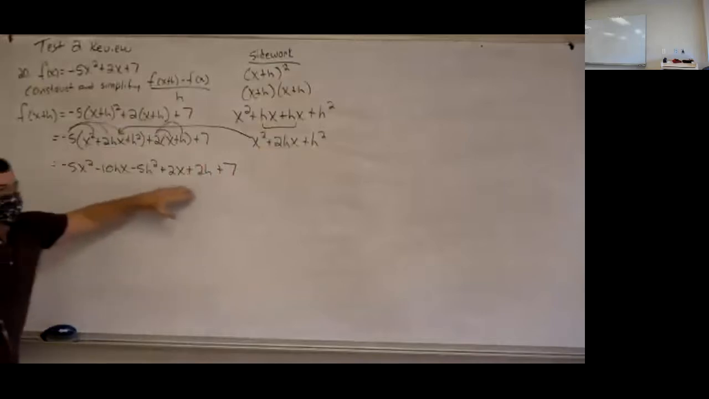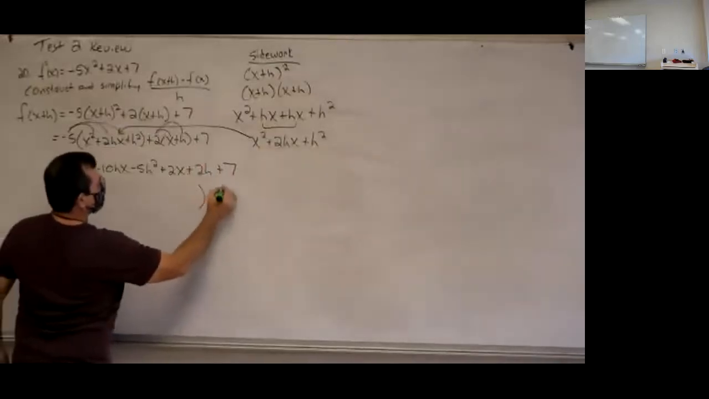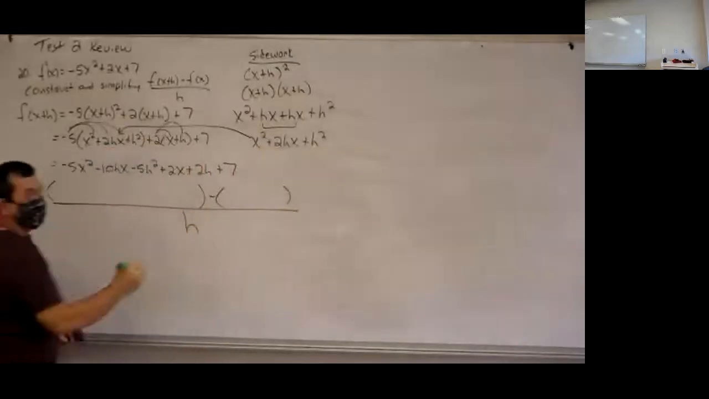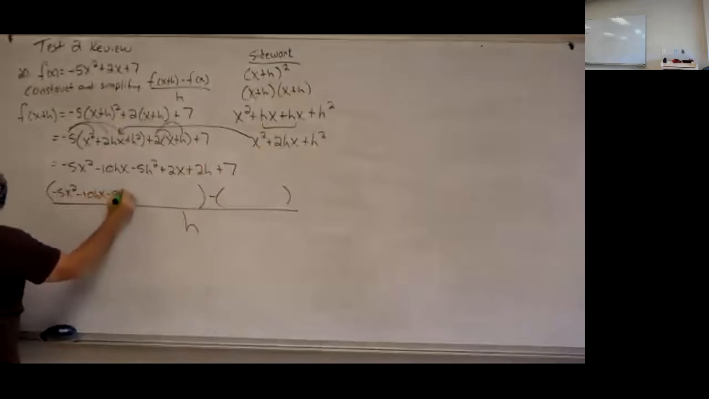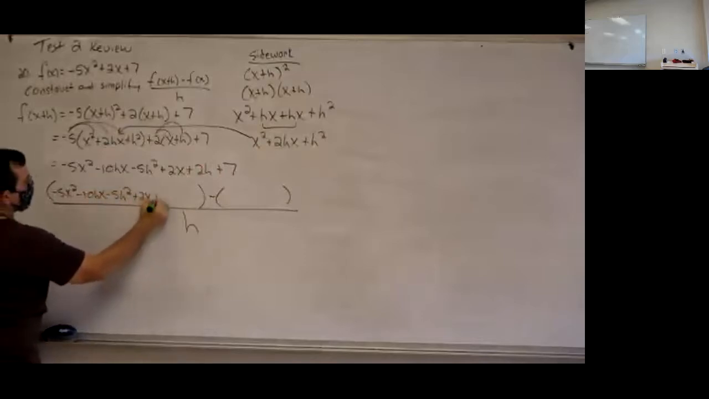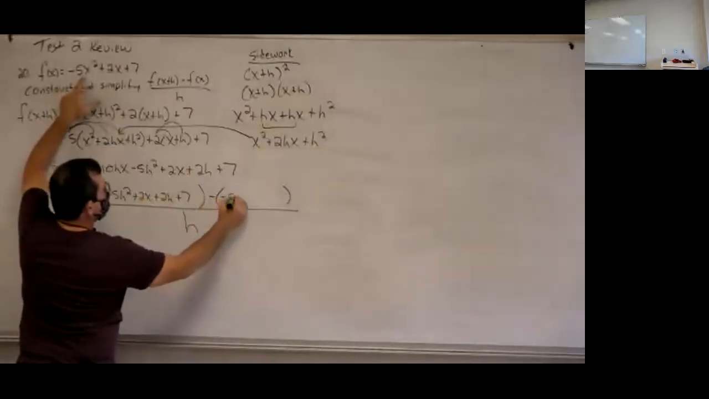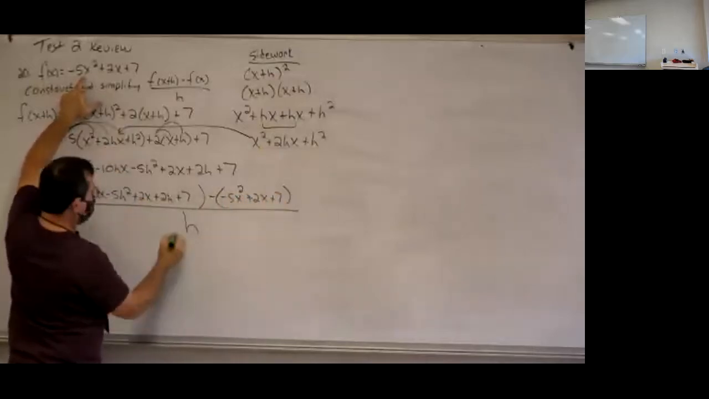So sort of sad, there's no like terms in there. So all of that becomes f of x plus h minus my f of x, and I'll divide all that by my h. All right, so the -5x squared minus 10hx minus 5h squared plus 2x plus 2h plus 7. I know f of x because they gave that to me, -5x squared plus 2x plus 7 all over my h.